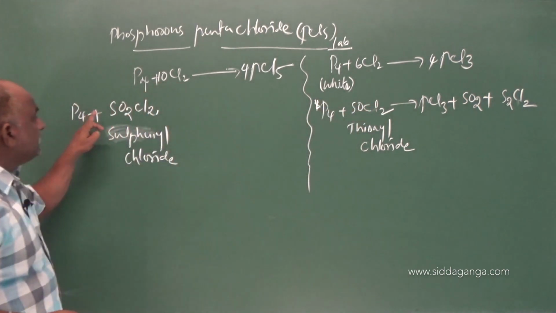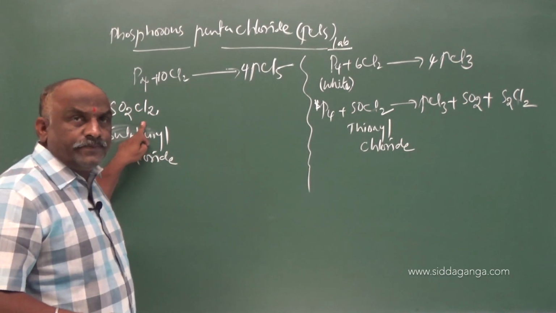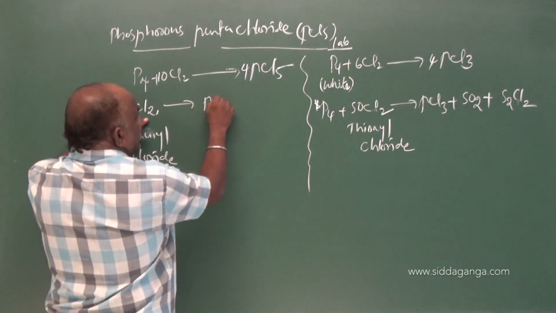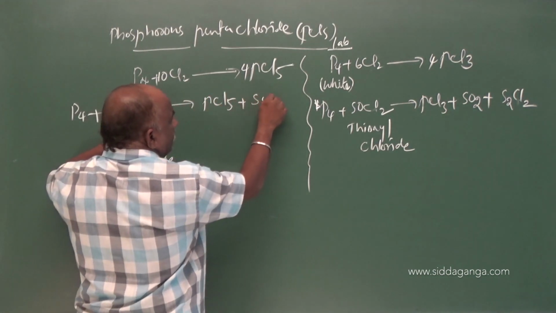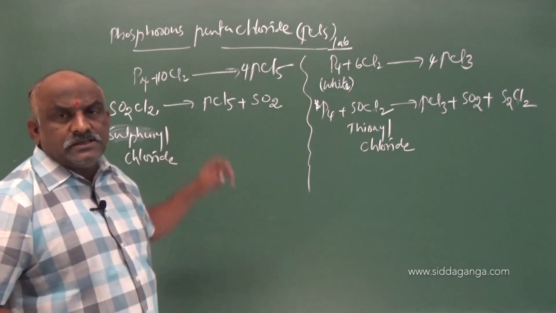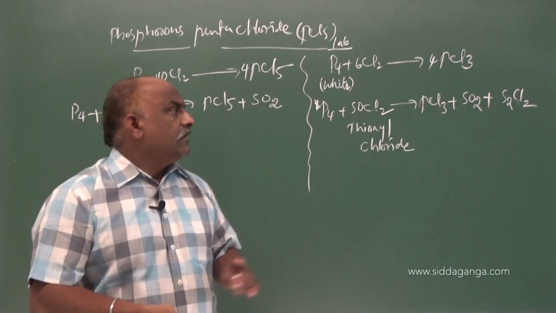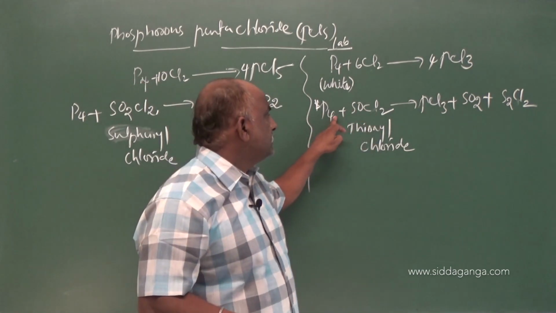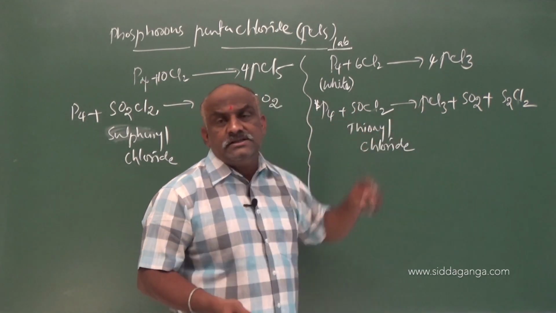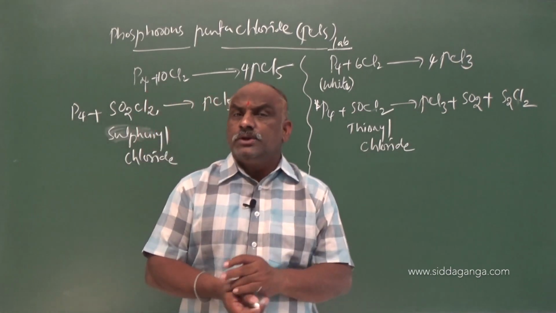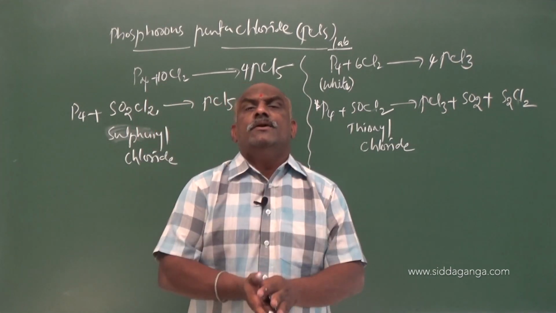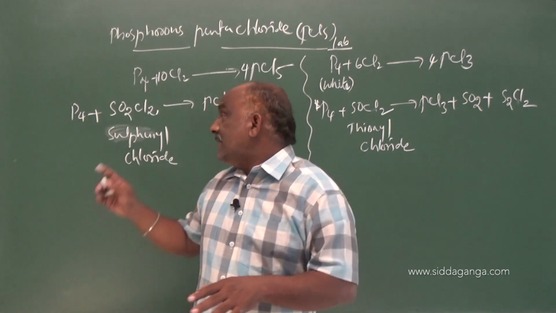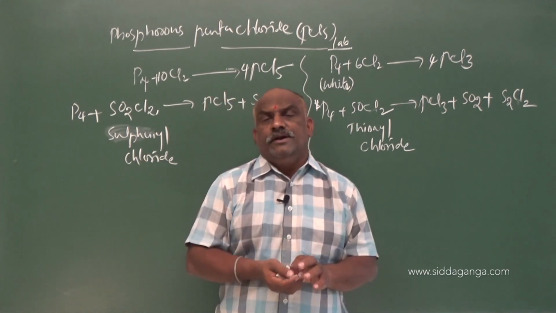If phosphorus is treated with sulfuryl chloride, what will be the answer? The answer is simple: PCl5 plus SO2. It is phosphorus pentachloride. If phosphorus is treated with thionyl chloride, what will be the answer? Phosphorus trichloride. These two chemical reactions are very important. My dear students, make a note, put one underline in your text and practice these two equations.